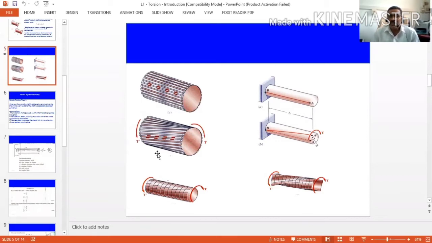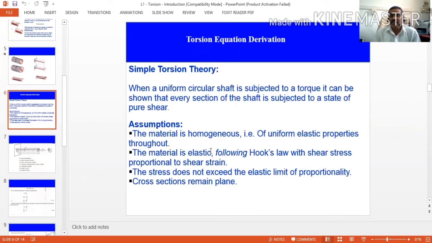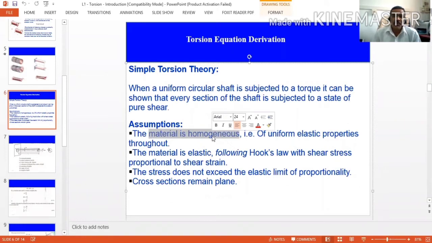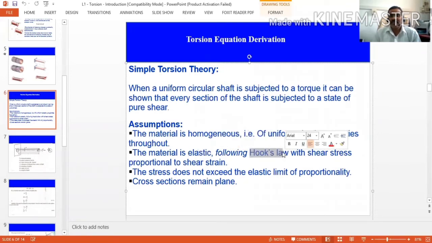Now our objective is to find the stress. We know that the stress developed is shear stress, because the shaft is subjected to shearing. Now we make some assumptions, as we did in bending. Here also the assumptions are almost similar. First, we assume the material is homogeneous, so the property of the material is constant at all points. Another assumption is that it is elastic. We are not dealing with the plastic stage, only the elastic stage. So within the elastic limit, by Hooke's law, shear stress is directly proportional to shear strain.